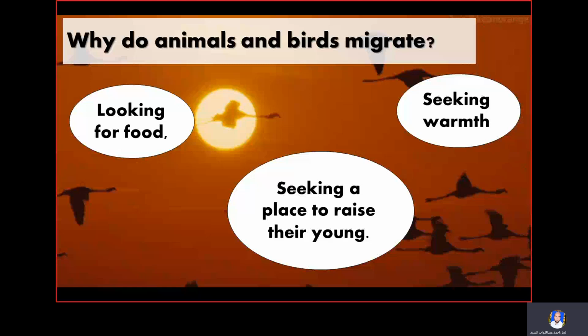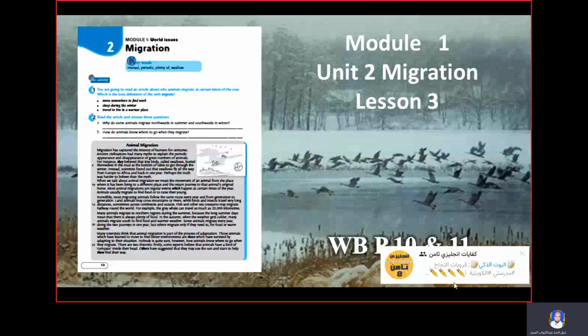The topic we are going to study today, Module 1, World Issues, World Topics. One of the issues that concerns the world is migration. We studied human migration, why people migrate from their lands to other countries. There are some pull factors and push factors as we mentioned before. But today we are going to read an article about animals migration.